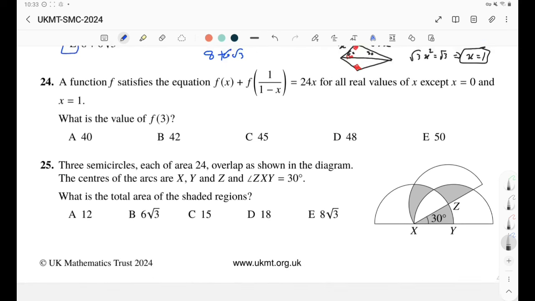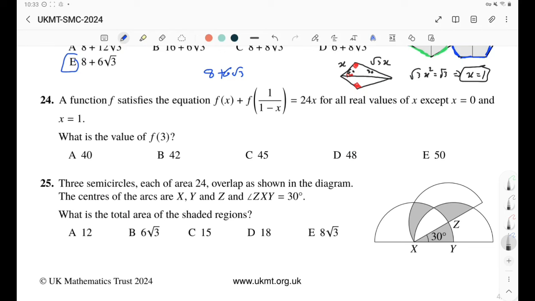Okay, now we can move on to 24. This is actually a functional equation. We have f of x plus f of 1 over 1 minus x is equal to 24x. And they're telling us this is always correct. Of course, we cannot have x equal to 0 or x equal to 1 here. They're telling us to find the value of f of 3. How can we find f of 3? They did not really give us the function, but they gave us this nice equation.